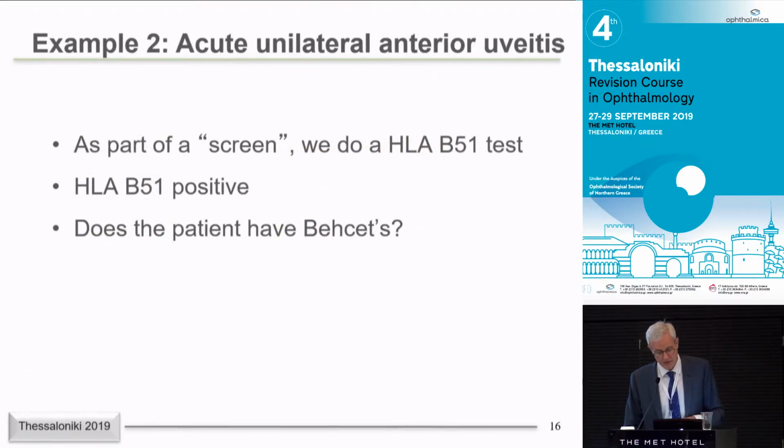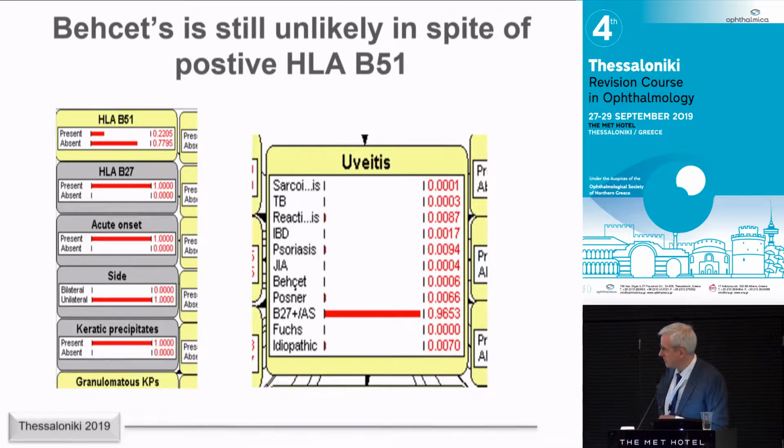Here's another one. Another patient walks in with unilateral anterior uveitis, quite common in Greece. Well, should we do a B51? It's a sort of screen for Behçet's. Well, again, if you look at the mathematics, the likelihood of it being Behçet's is quite low, just walking through the door.